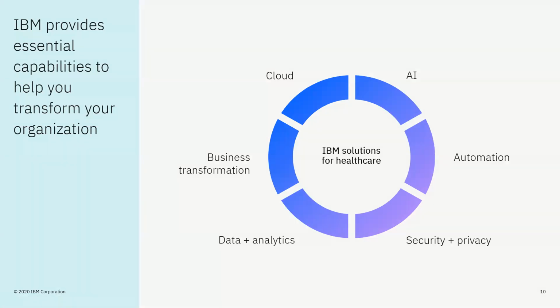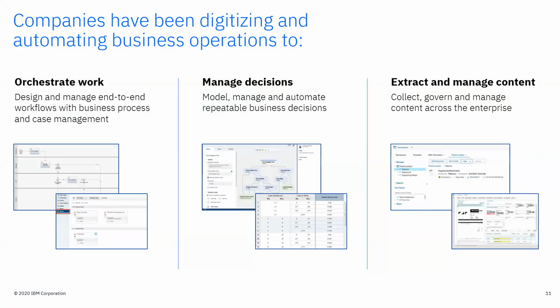I think we talked about this. Let me move on to the next slide. The companies have been digitizing and automating the business operations. Basically, if we go from right to left on this slide, we can see extract and manage the content. They would like to collect the content, extract the meaningful information, store it, and make the content available across the enterprise. We have to manage the decisions and models, automate repeatable business decisions. Then on top of that, we have to orchestrate the work.